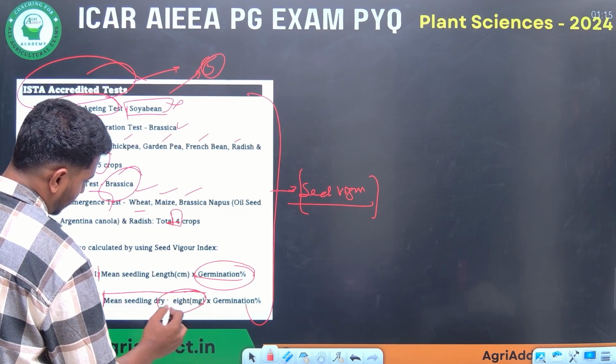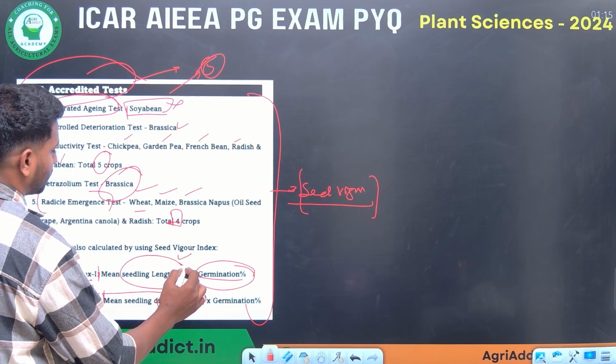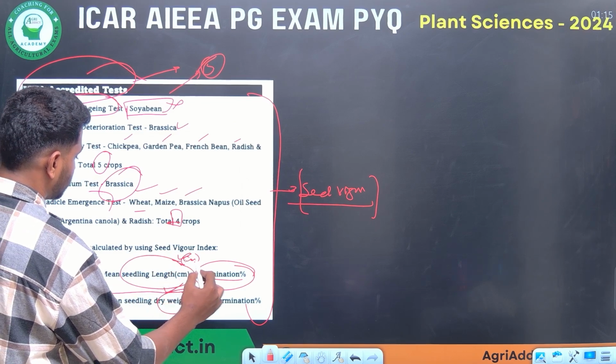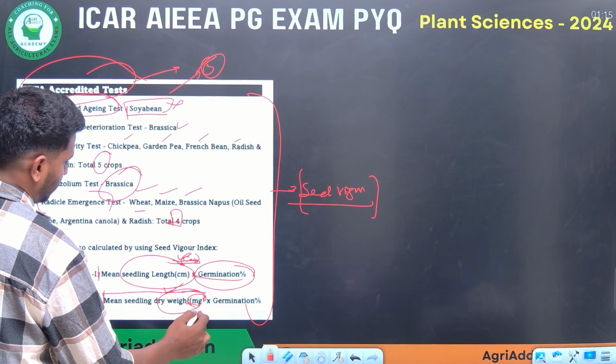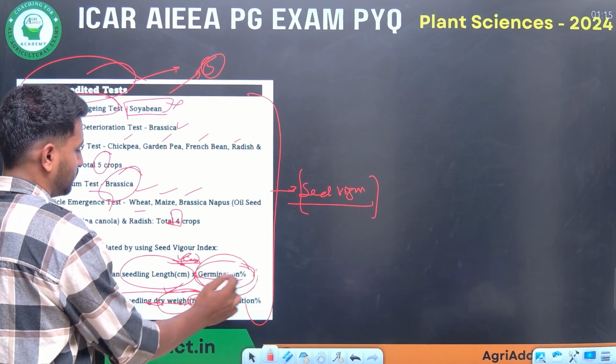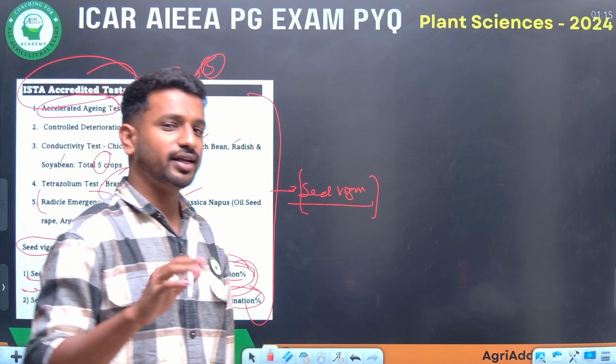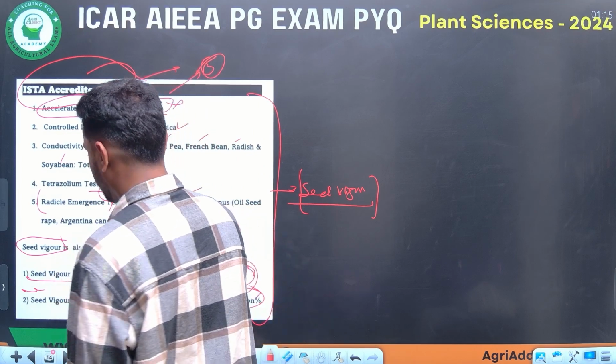Here it is dry weight in index 2, and in index 1 it is seedling length, which is in centimeter. Also remember this unit, it is in centimeter and it is in milligram. Dry weight into germination. The common thing is germination percentage, but the difference is the first one is seedling length and the second one is the dry weight, and the first one is in centimeter and the second one the unit is milligram.